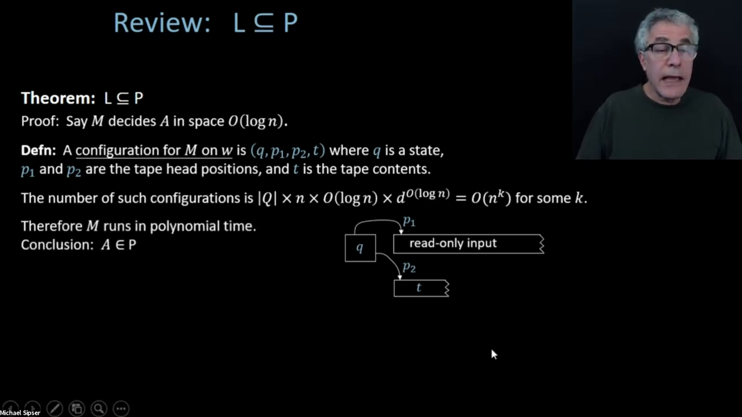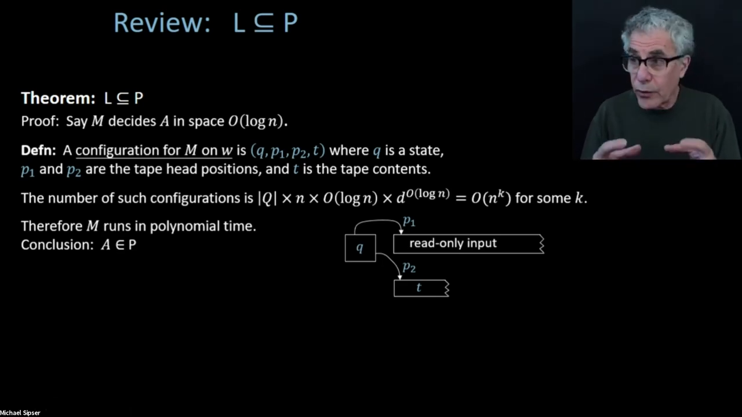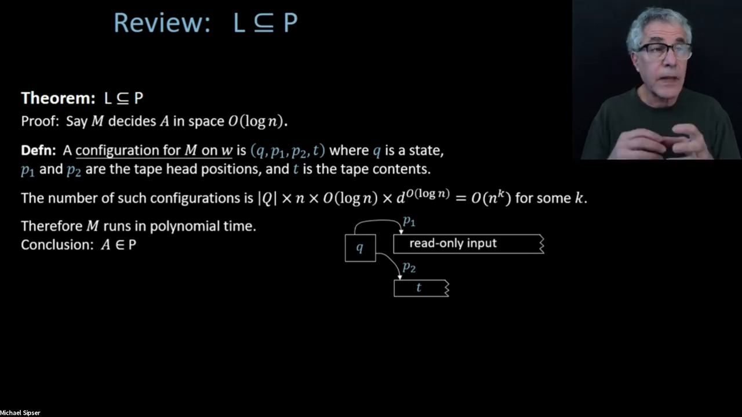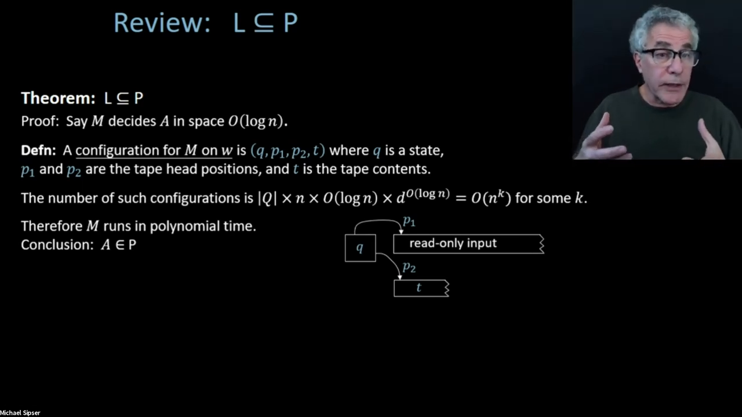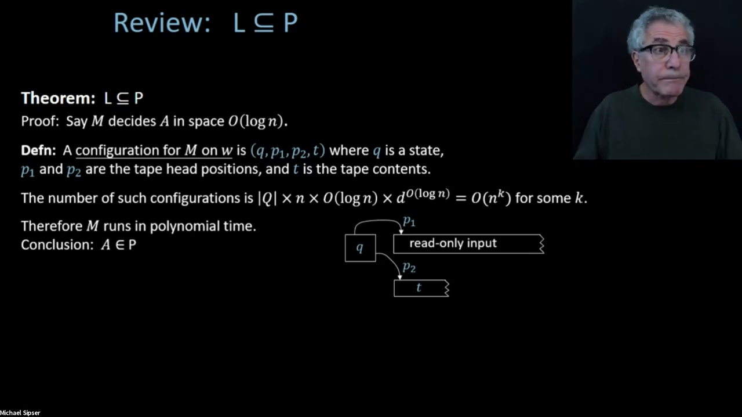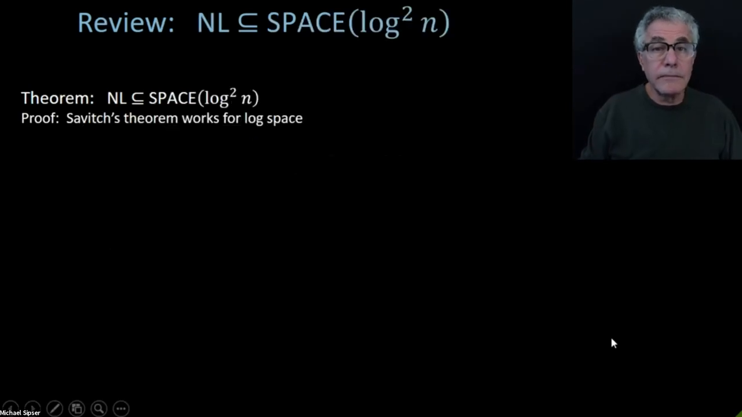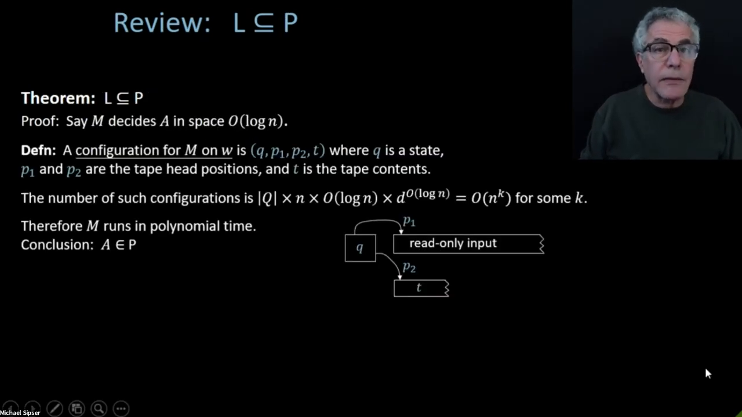And so therefore, any machine that runs in log space, provided it always halts, and we always assume our machines always halt, can only run for a polynomial number of steps, because that's as many different configurations as they have. If they ran for, say, an exponential number of steps, they would have to be repeating configurations, and then they would be looping. Okay, there we go. Okay, so let me just get back.